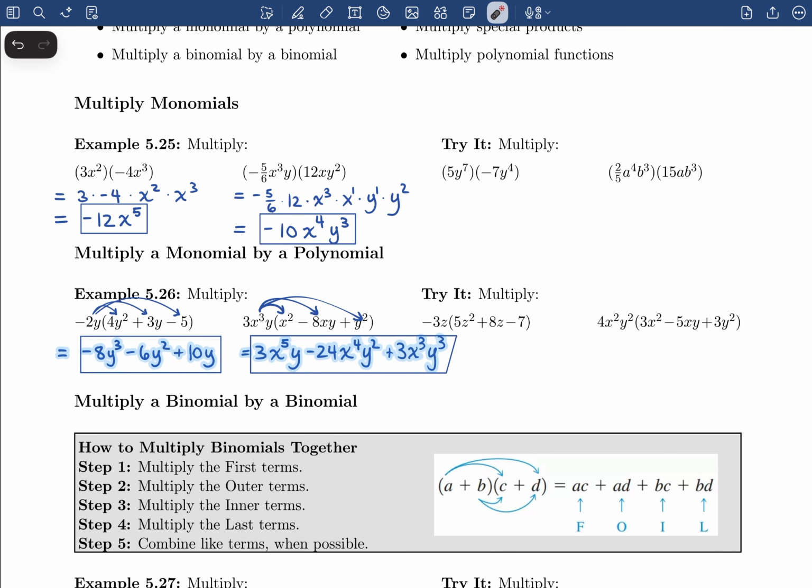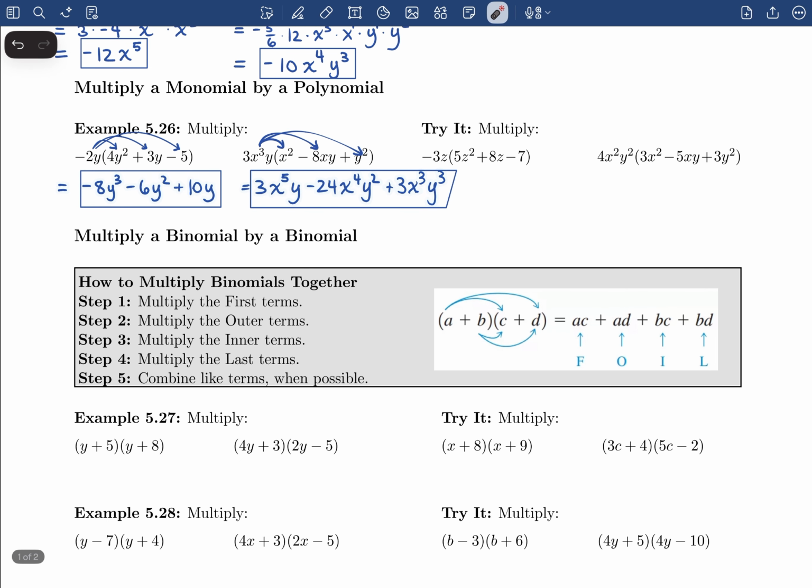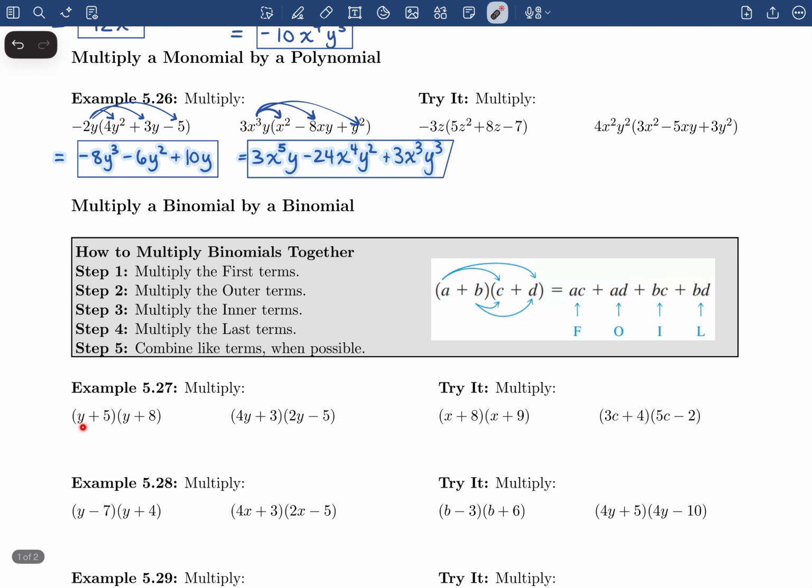Let's move on. Let's practice multiplying a binomial by a binomial, right? So if we look down here, if I had a binomial multiplied by another binomial, well, we just need to multiply every term of the first binomial by every term of the second binomial. And it just so happens that there's a great method for getting that done. So here's a how-to step process to multiply binomials together.